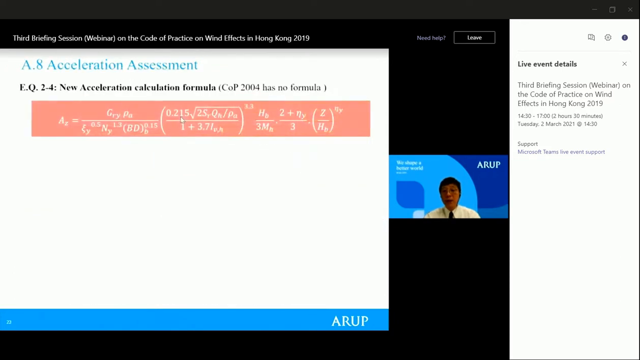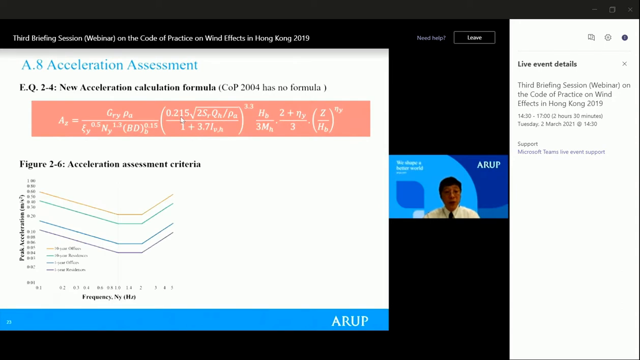And in 2019, the code also provided a codified method to calculate the building acceleration for human comfort. This new equation, the acceleration assessment criteria, also includes a new assessment criteria, which is frequency dependent, more scientific, and based on the latest research.